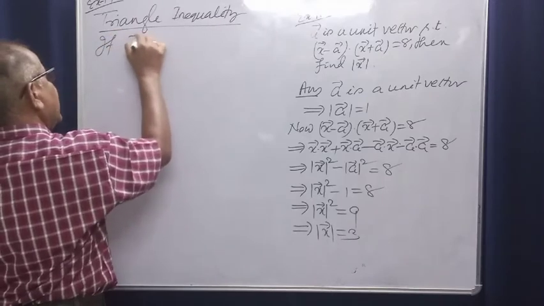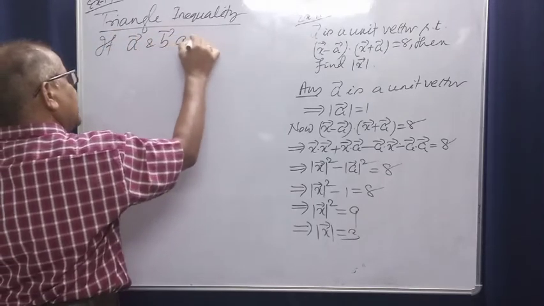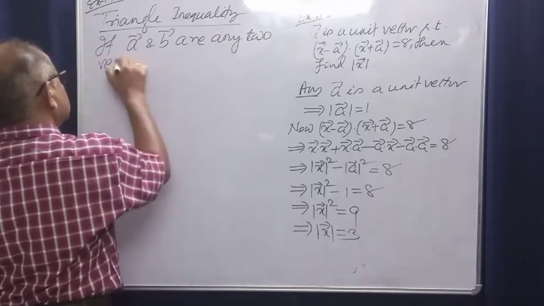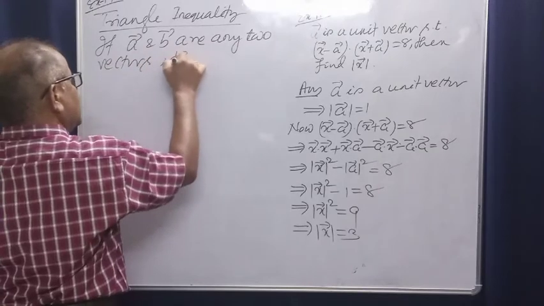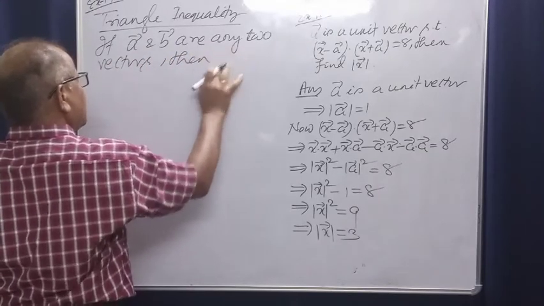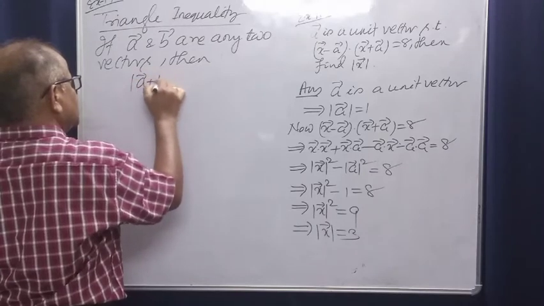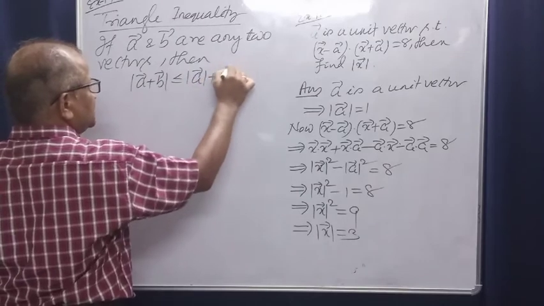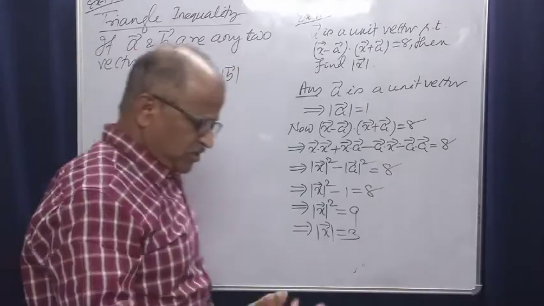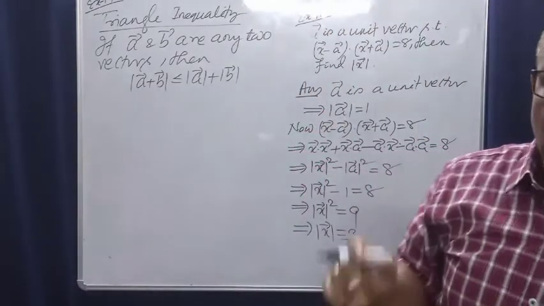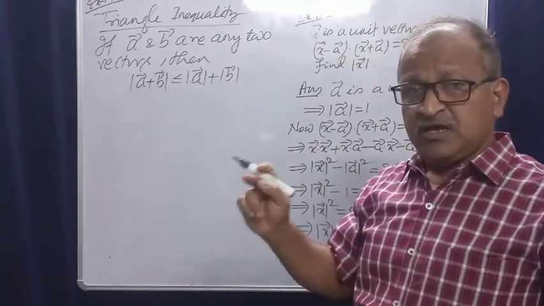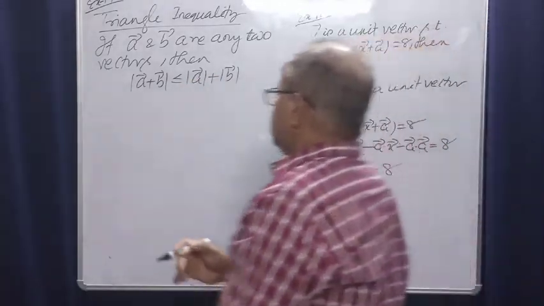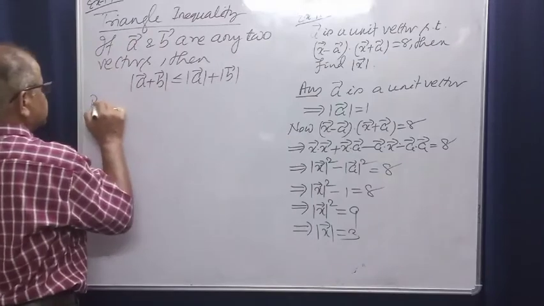If A and B are any two vectors, then magnitude of A plus B is less than equal to magnitude of A plus magnitude of B. Because from triangle law of addition we know A, B and A plus B will form a triangle, right? And you see, how will you prove this?